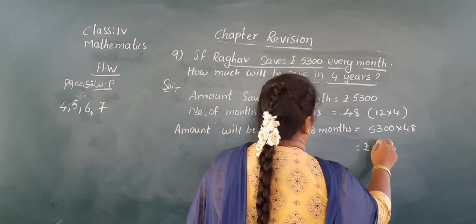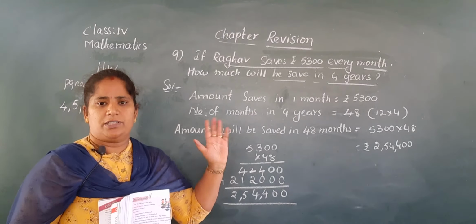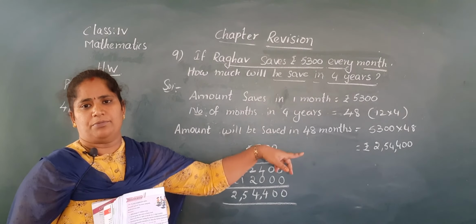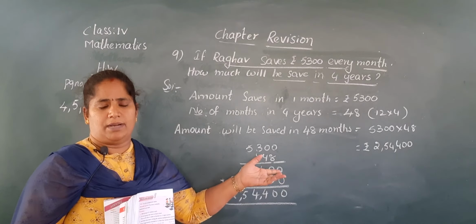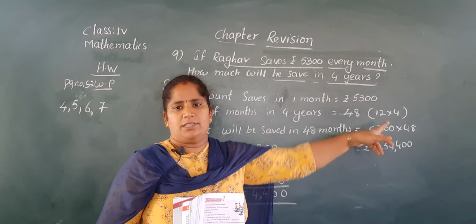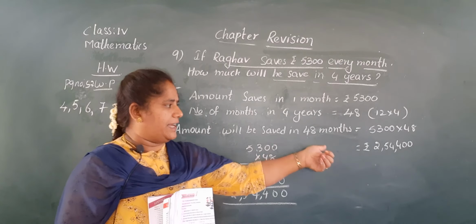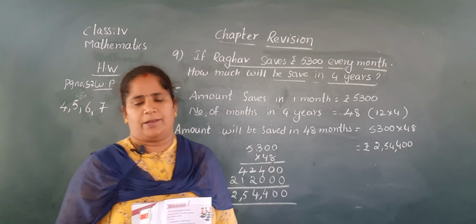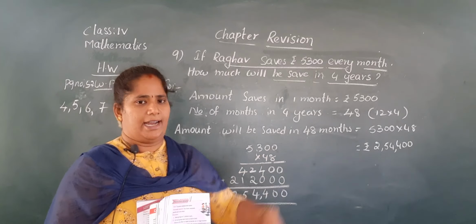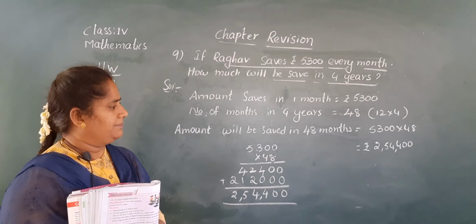So the amount saved in 1 month is 5,300. They have not given months directly, they have given years. So first of all you have to convert the years into months. 1 year is equal to 12 months, then for 4 years you should multiply by 4. 12 fours are 48 months. So the amount saved in 48 months, you do multiplication. Here 1 month, here 48 months. Here we do multiplication. Okay?